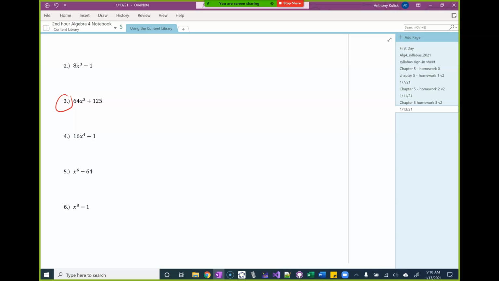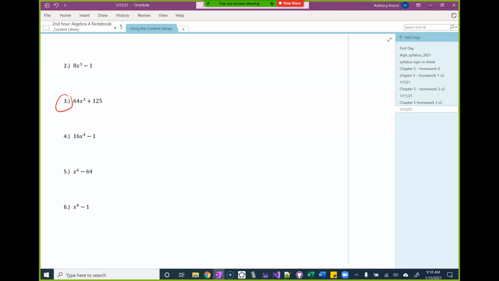So the first thing we'll check for is a greatest common factor. If we look here, clearly there's no greatest common factor, because for 64, the only factors are divisible by 2. And for 125, the only factors are divisible by 5. So obviously 2 and 5 don't divide each other. And there's x's in one, but no x's in the other. So there's no greatest common factor here.